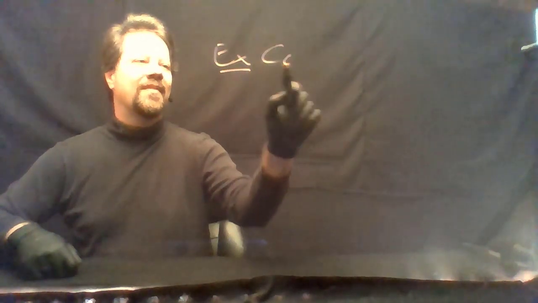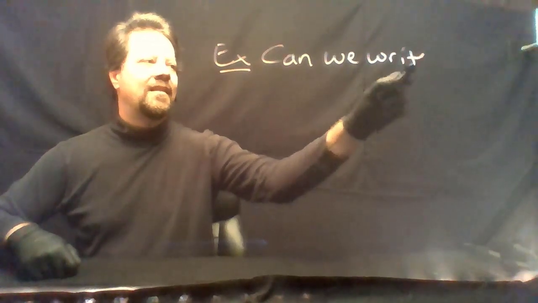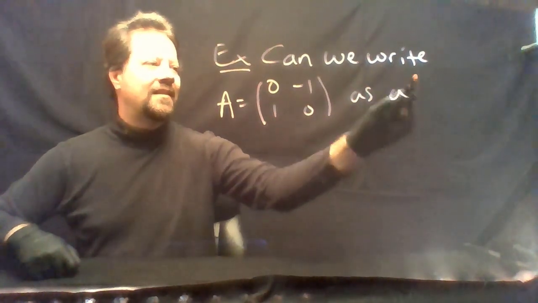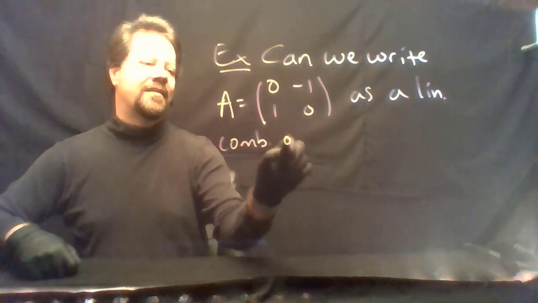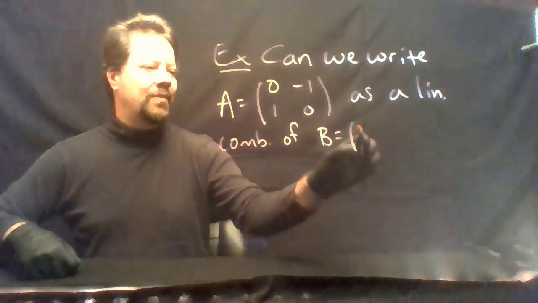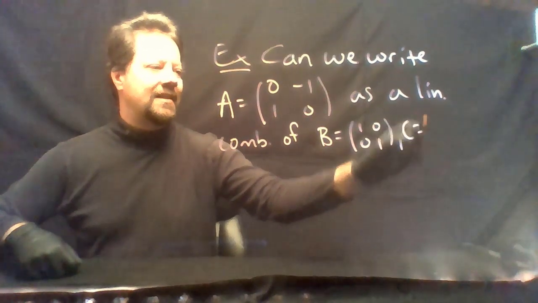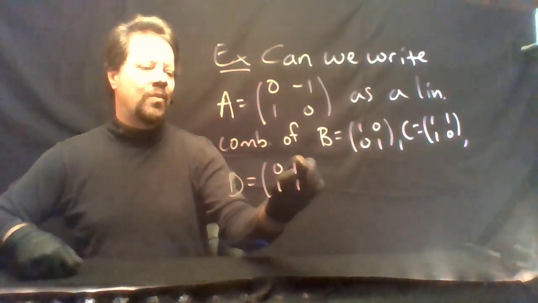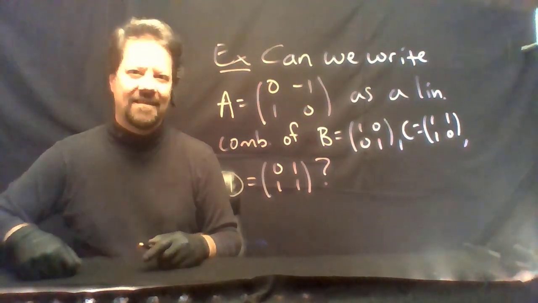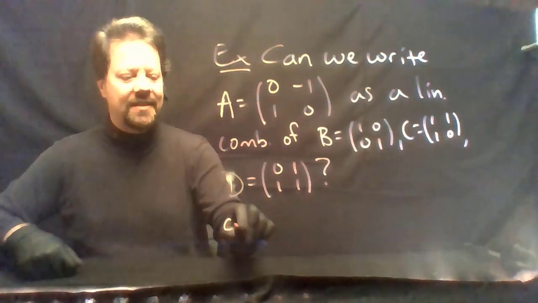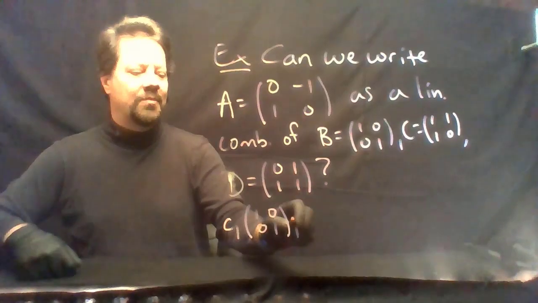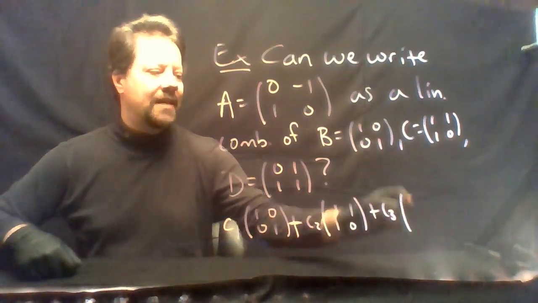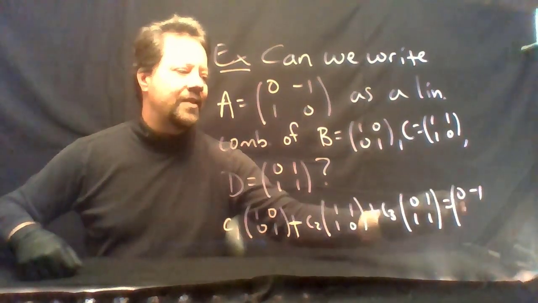As an example, can we write A, which is the matrix 0, -1, 1, 0, as a linear combination of the matrices B equals 1, 1, 0, 0, C is the matrix 1, 1, 1, 0, and D is the matrix 0, 1, 1, 1. You can see we're asking, are there constants C1 times 1, 0, 0, 1 plus C2 times 1, 1, 1, 0 plus C3 times 0, 1, 1, 1. That gives us 0, minus 1, 1, 0.